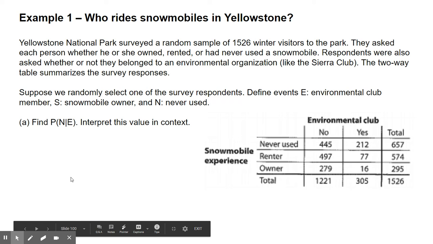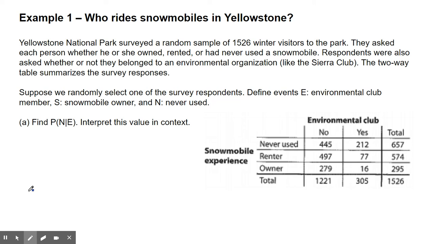All right, so let's take a look at this problem here, okay? It says Yellowstone surveyed a random sample of 1526 winter visitors. They asked each person whether he or she owned, rented, or had never used a snowmobile. Respondents were also asked whether or not they belonged to an environmental organization like the Sierra Club. The two-way table summarized the survey response. Okay, I read that very fast. Sorry. Suppose we randomly select one survey respondent.